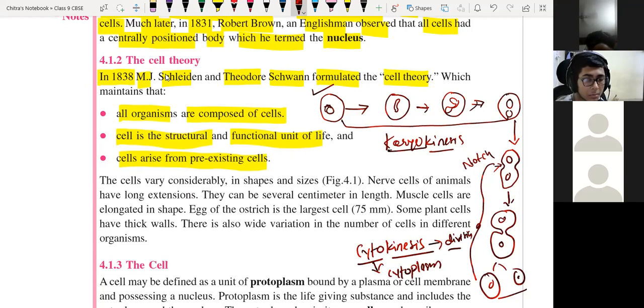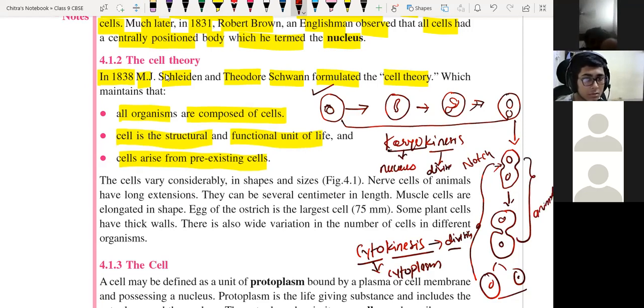Okay, so it is also called cytoplasmic division. And karyokinesis means what? Karyon means the nucleus, and kinesis means the division. This takes place in the case of animals.